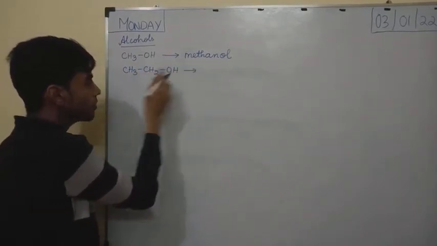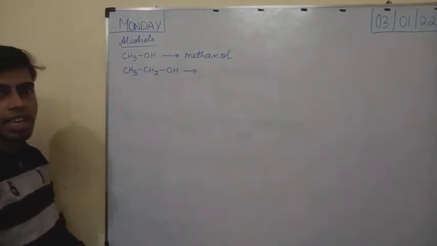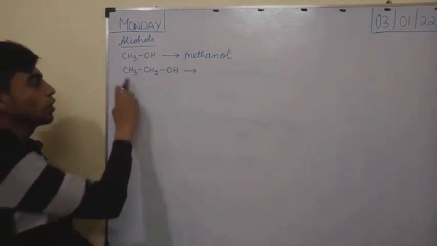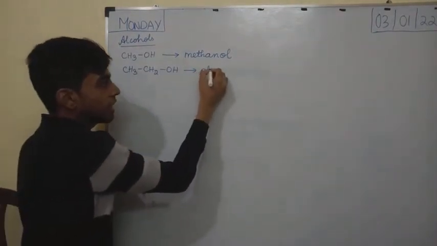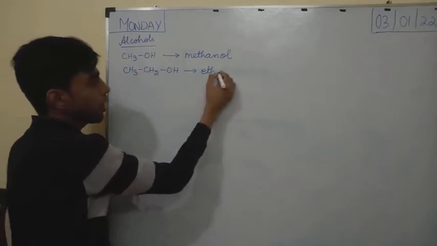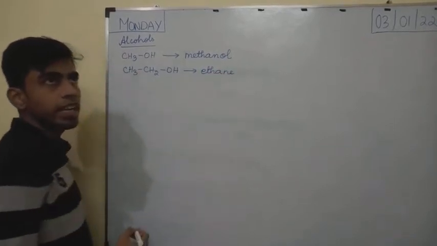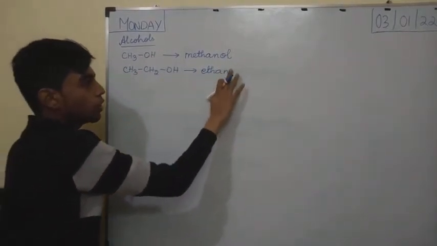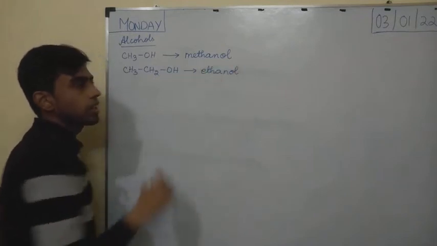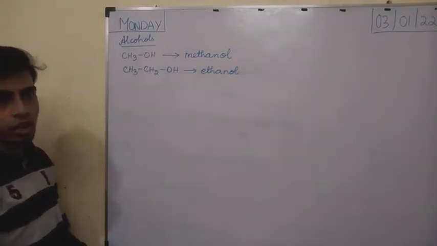The next one, CH3CH2OH. How many carbons are there? Two carbons. Two carbons means it is eth. Single bond means it is ane. But for the alcohol group, you have to add OL. So the name is ethanol.